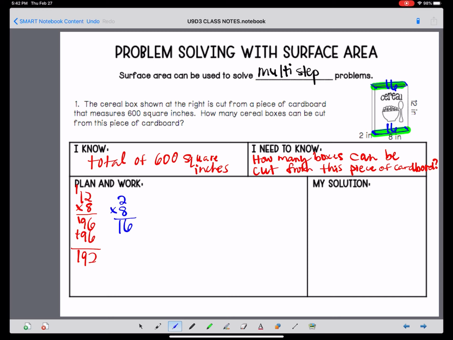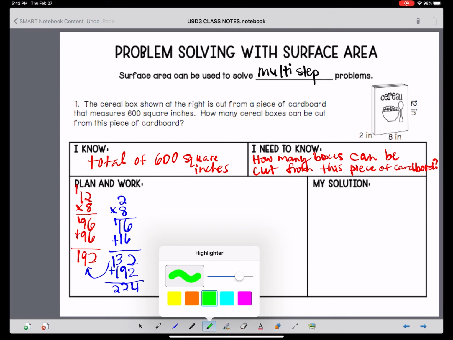So let's add 16 again. 16 plus 16 gives us 32. And we need to add that to 192 because we already had that number before. So 192 plus 32 gives us 224 so far. We still are missing the side panels.